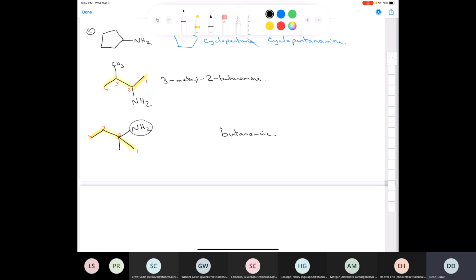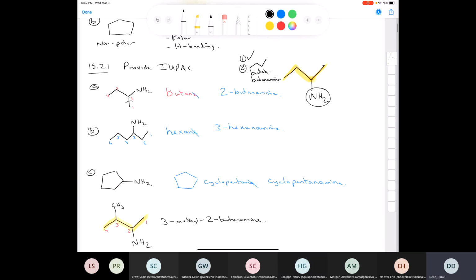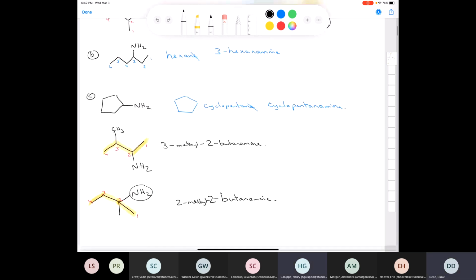So this is some kind of 2-butanamine, but on carbon number 2, we also have a methyl. That's not part of the parent chain. So this would be 2-methyl-2-butanamine. Whereas in this example here, this is part of the whole chain. Does that help? Yeah, that's part of the whole chain, but the amine group is on carbon 2, right?